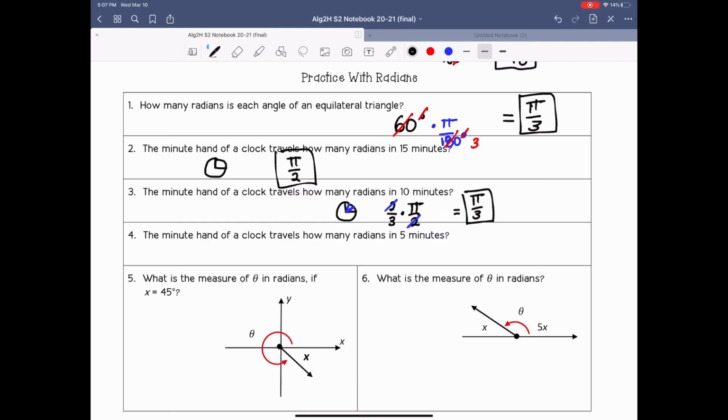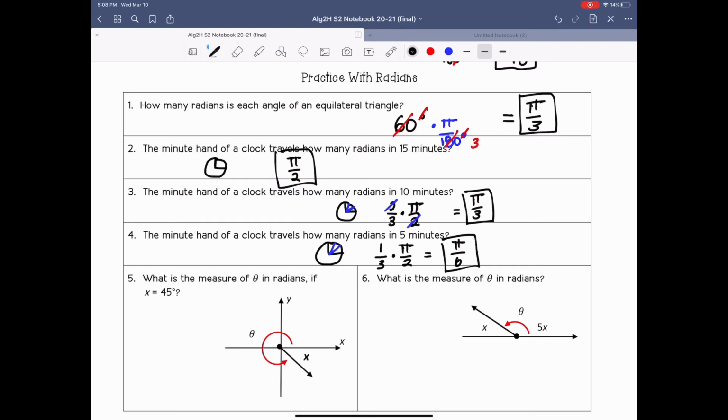So if I have my clock right here and I have 15 minutes, I know 15 minutes is a quarter of the circle, and that's pi over 2 radians. So 5 minutes is going to be 1/3 of 15 minutes. So I'm going to say 1/3 times pi over 2, which was 15 minutes. And if I simplify this, I'm going to get pi over 6. So 5 minutes is pi over 6 radians.